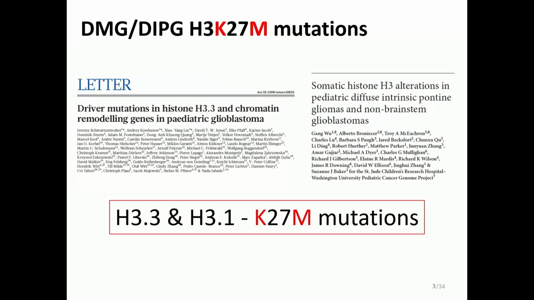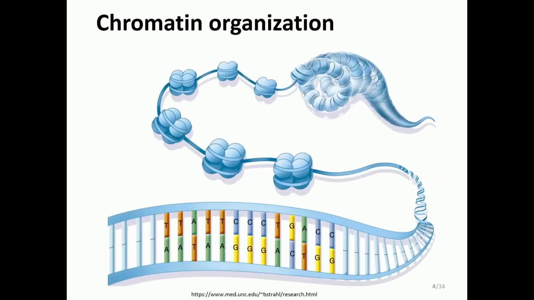Both these mutations happen in the lysine at the 27th position. This is mutated to a methionine. So this is in histone H3. So to understand this, I'm going to attempt to give a very bird's eye overview of what this mark means and what this mutation means.